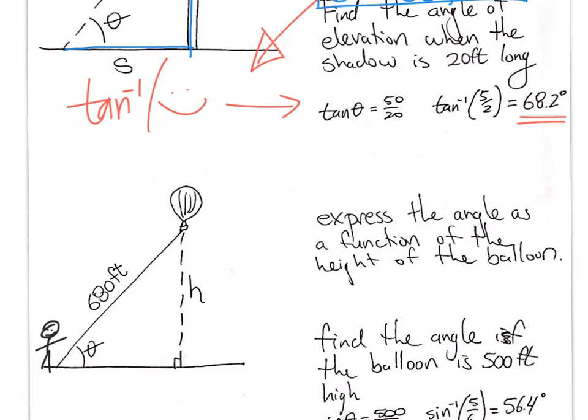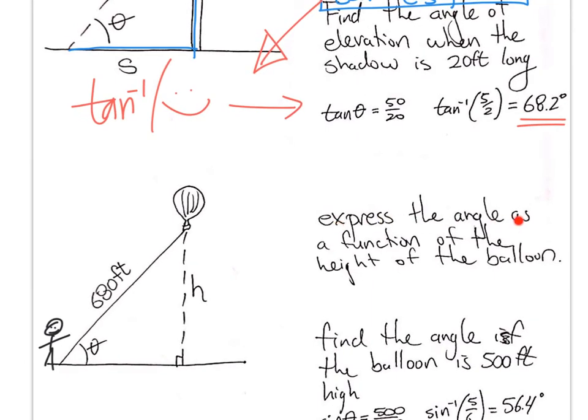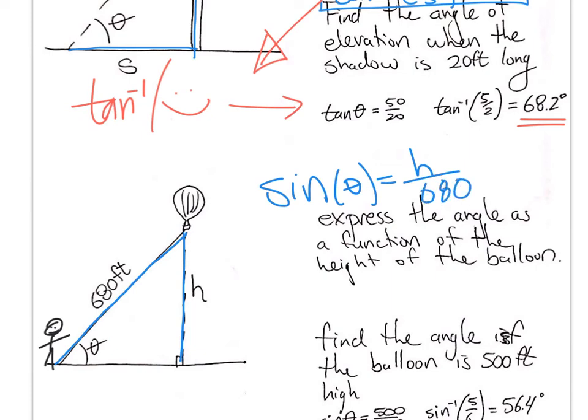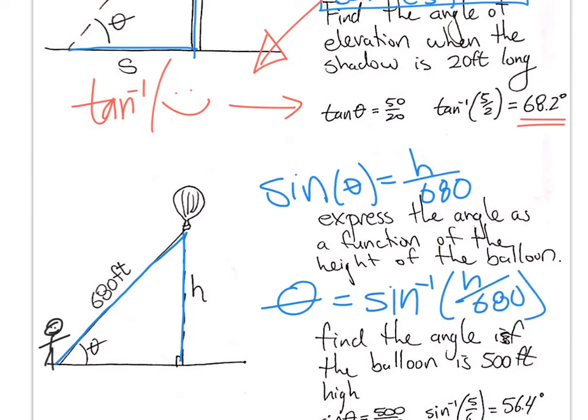Okay, so first part, express the angle as a function of the height of the balloon. So it's going to be theta equals something where h is our variable. So hopefully you recognize that would be our opposite. This would be our hypotenuse. So we could say that the sine of the angle is the opposite over the hypotenuse, in which case theta would be the inverse sine or arcsine of h over 680.